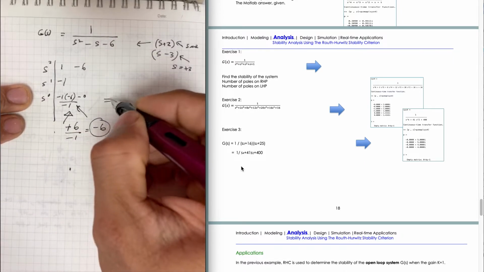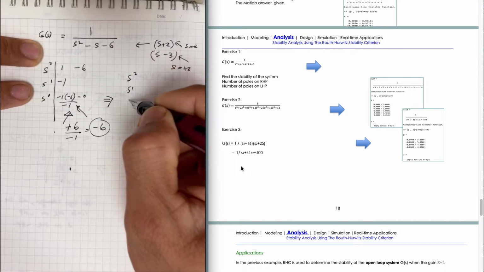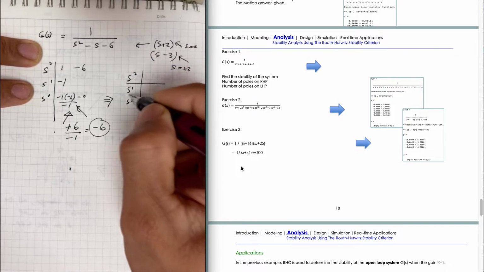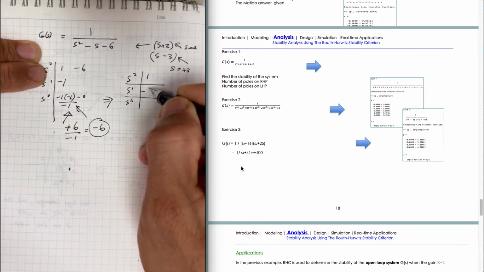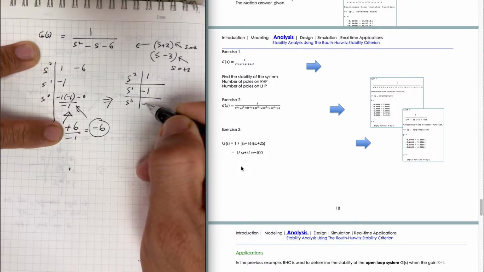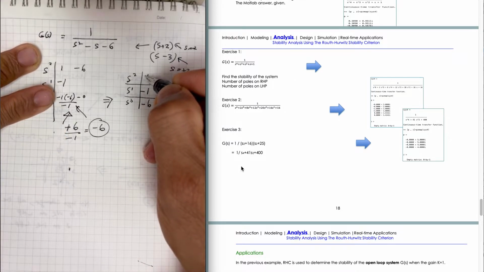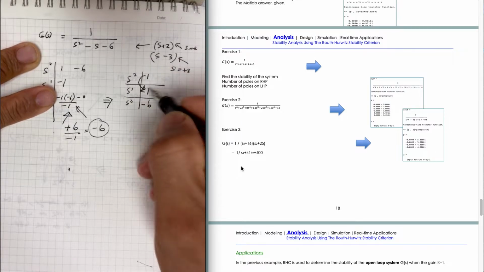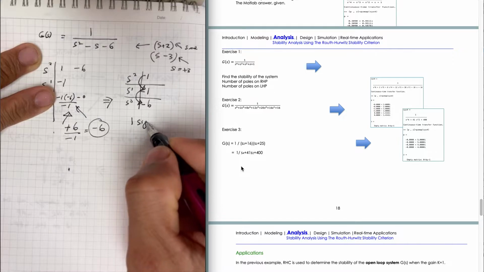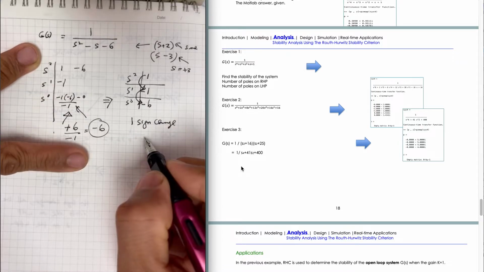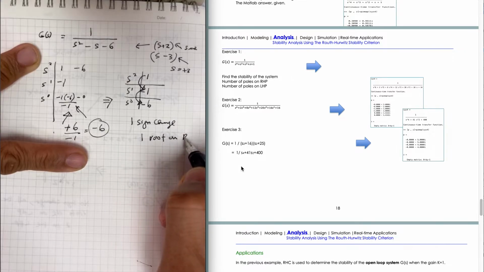Okay, so if we plot it again, s^2, s^1, s^0, we have 1, minus 1, minus 6. So this is plus, minus, minus. Plus to minus, there's one sign change. Minus to minus, no sign change. That means one sign change, so we have one root on the right half plane.